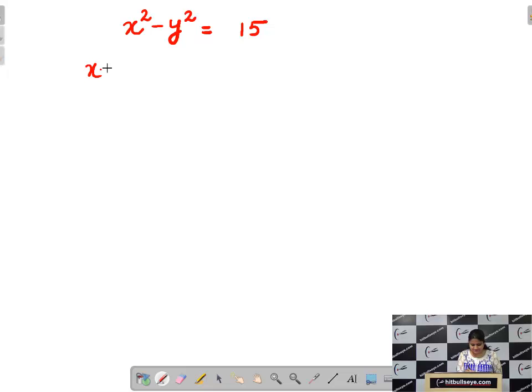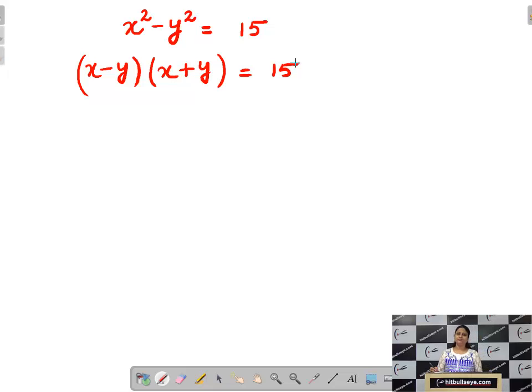See, x square minus y square, by using algebra, we can write x minus y into x plus y is equal to 15. Since x and y, they both are positive integers, of course, x minus y, x plus y, they should be positive integers always. So, x should be more than y. Now, 15 can be written as 1 into 15. It can be written as 3 into 5 as well.